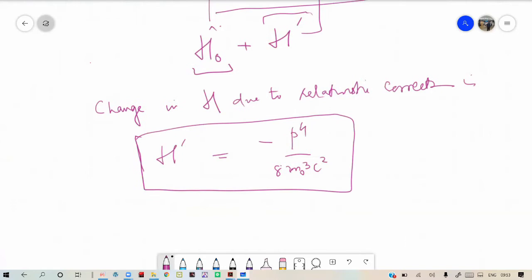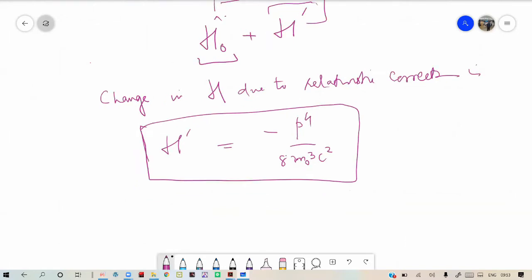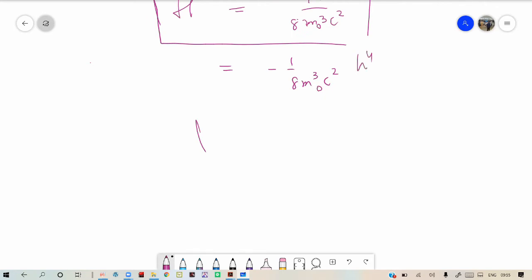So I will use the operator for P. This is the momentum, and these terms are constants in the denominator. So I can write it as minus 1 over 8 m naught cube c square, and p4 as h4 divided by 16 pi 4 into del 4. Okay, this is 16 pi 4 here, and the minus is already there. So this is the term.